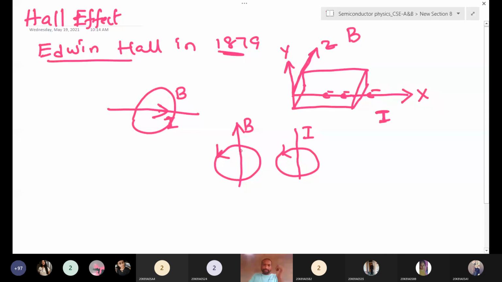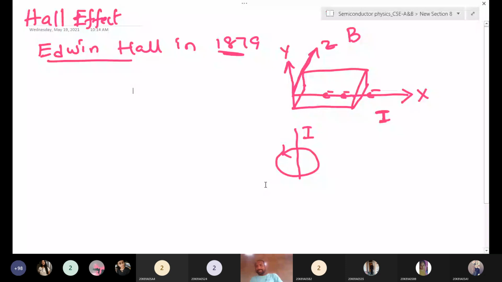Here what we are doing is, the current is going in the x direction, and we are applying some magnetic field along the z direction. Because of this magnetic field there is a magnetic force, and because of this force the charge carriers will deflect and deviate from the original path.